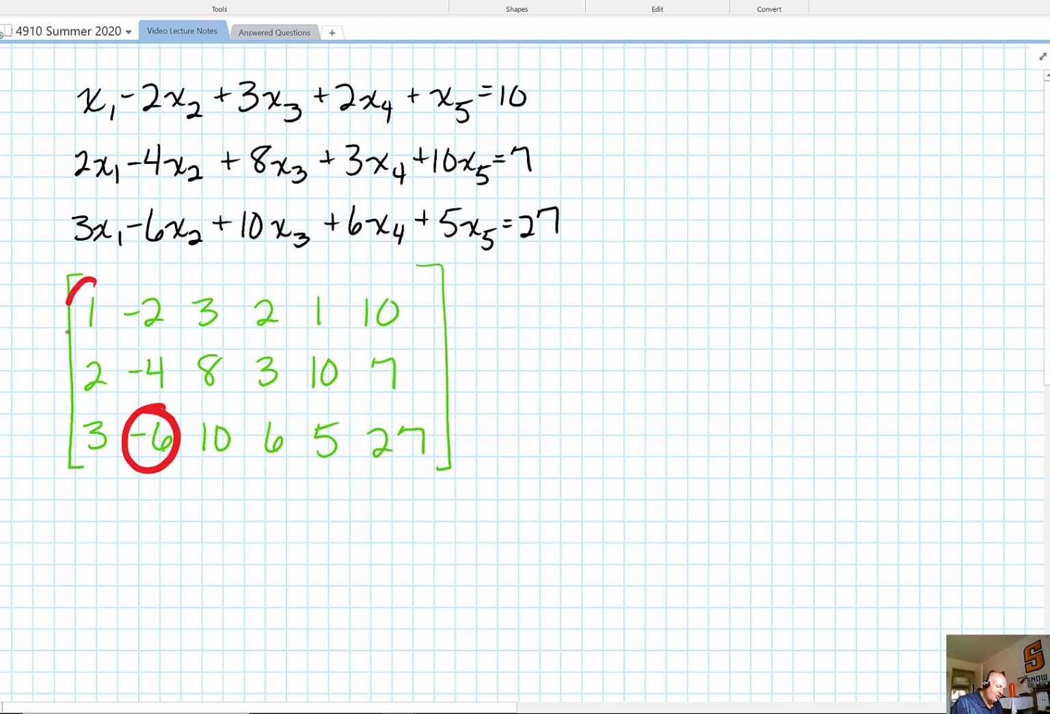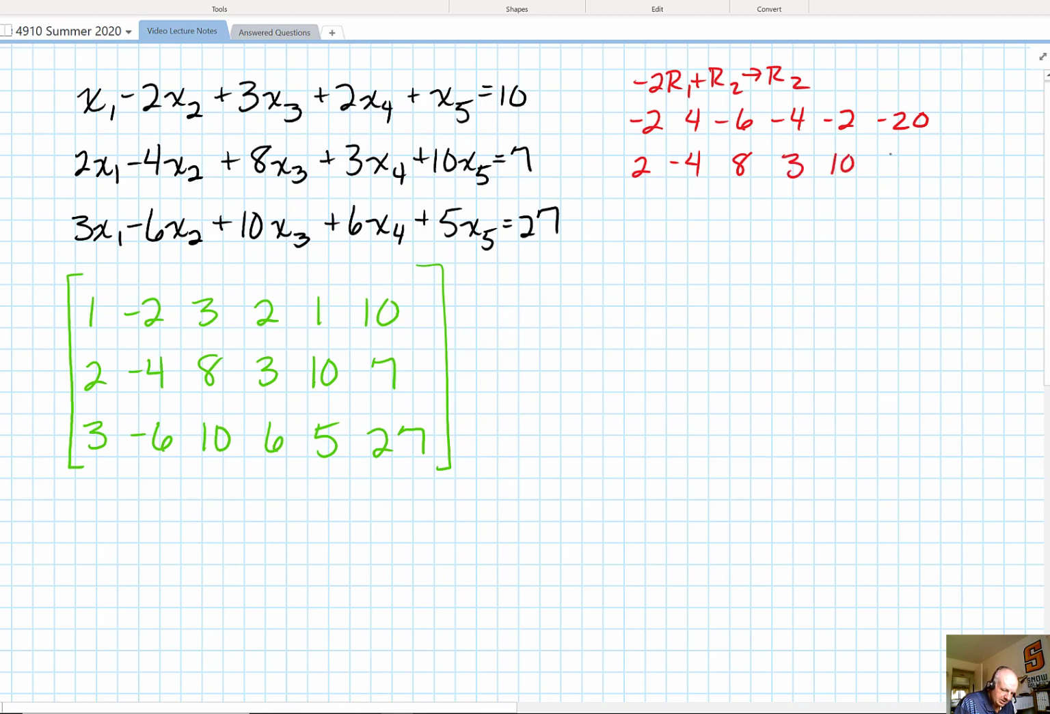So you start with your first non-zero entry and you eliminate the things below it. To do that, we're going to need to take -2 times row 1, add that to row 2, and replace row 2. So -2 times row 1 is -2, 4, -6, -4, -2, -20. Row 2 is 2, -4, 8, 3, 10, 7.